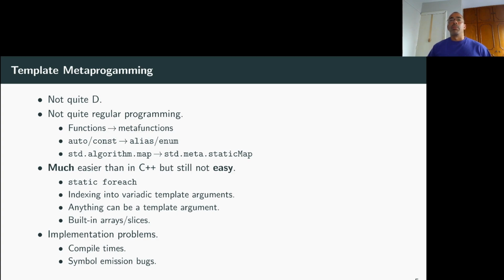Instead of using variables and declaring them with auto or const, we have to use alias and enum, and we need to remember which one is which because they're not interchangeable. And instead of using higher order functions like map, we have to use static map instead, which is basically a higher order metafunction.